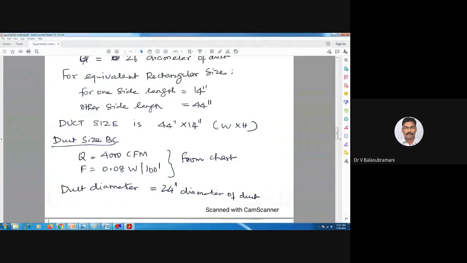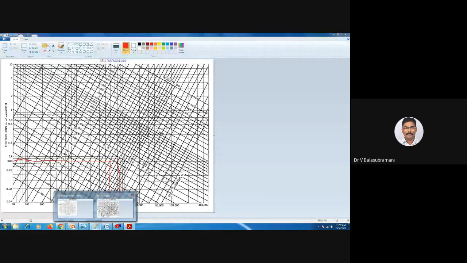Next you have to check the aspect ratio. This is very, very important. I have to check the aspect ratio. That is 3.14. Okay, it's okay. We can go for the next duct. For the next duct, Q is equal to 4000 and F is maintained, the equal friction method.